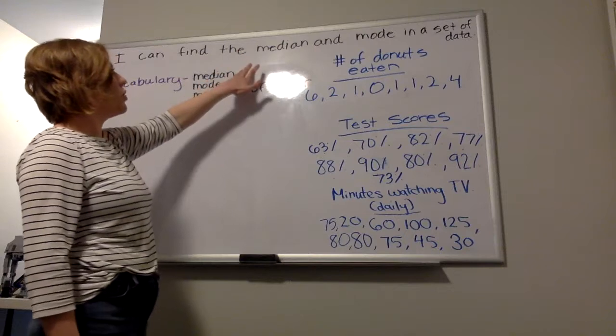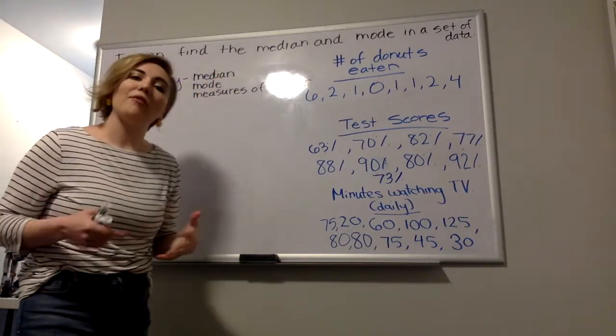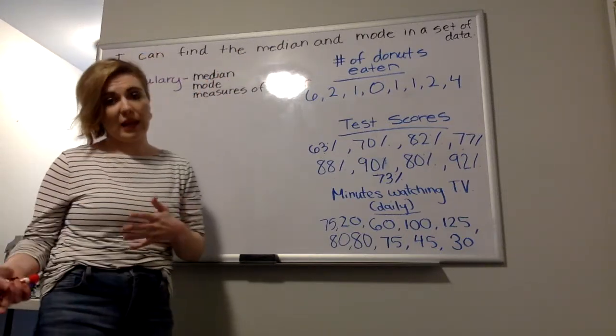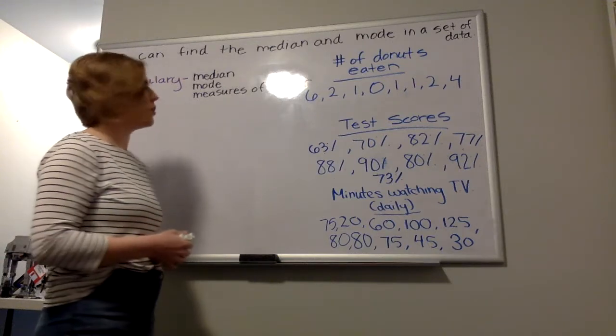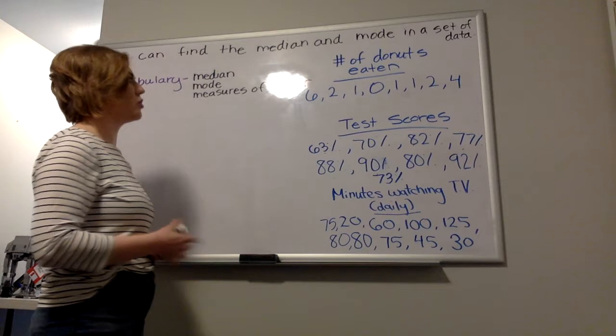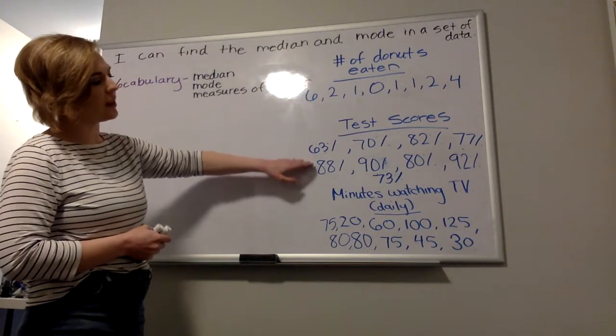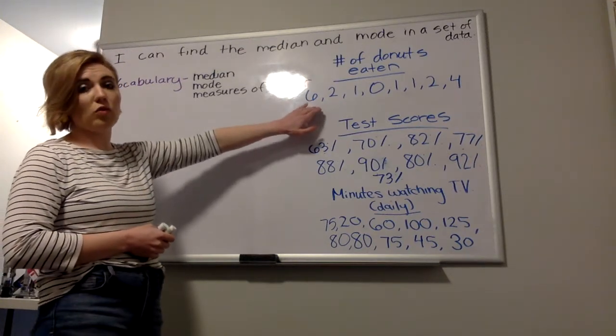Now, median and mode are a lot like the mean or the average. It's just a different way of looking at the data, okay? So we're going to start with median, and then we will do mode. We're going to do each of these sets of data. First, we'll do the median, and then we'll do the mode.